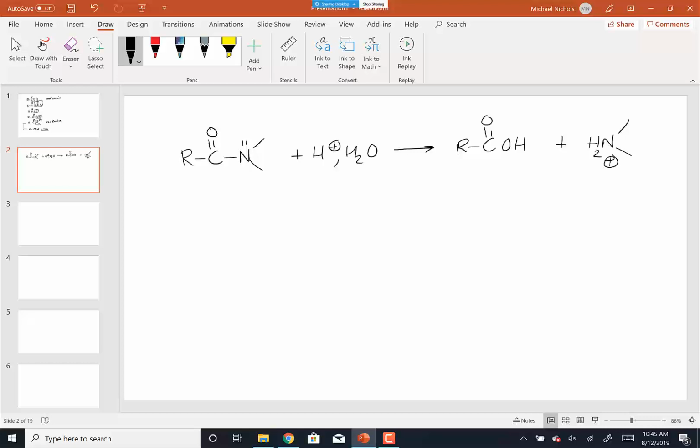If I would have given this to you an hour and 45 minutes ago, what would you have done as the first step? Protonate the carbonyl oxygen. We agree?